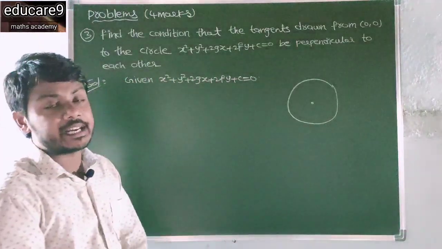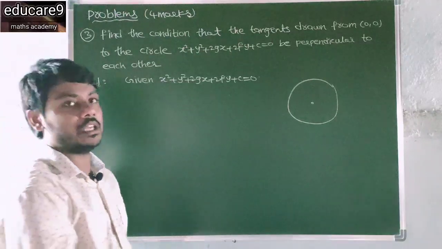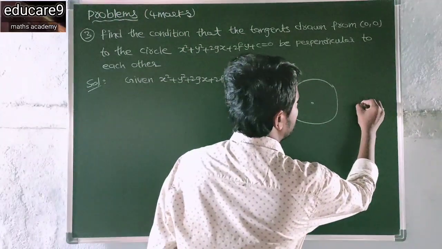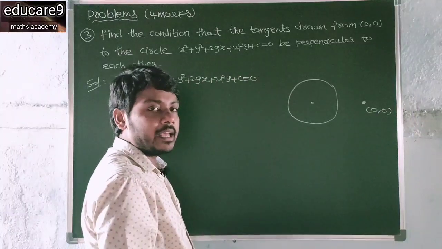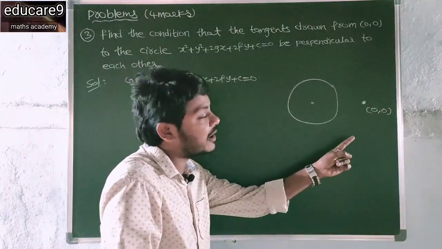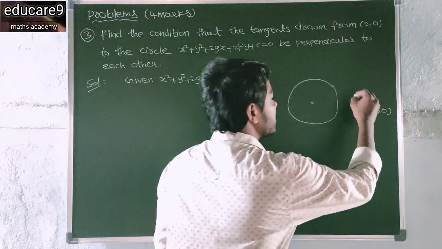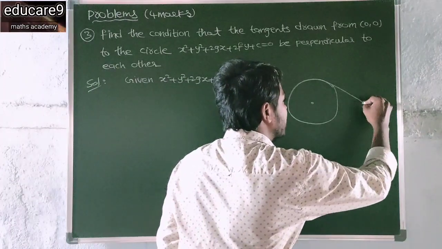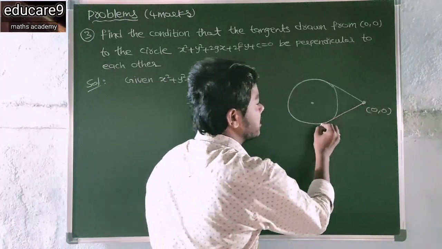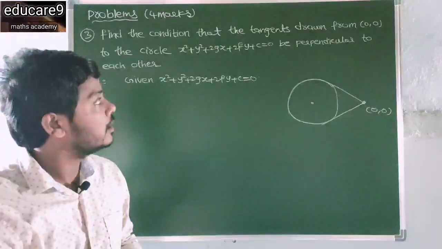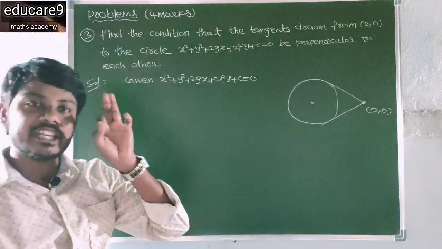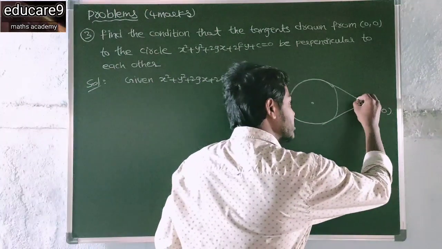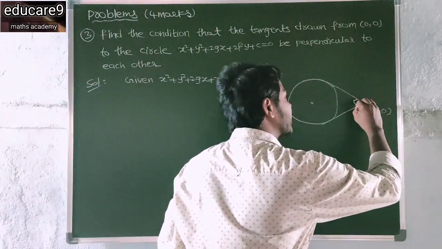Here the tangent is drawn from the origin to the circle. Suppose this is the origin. So we have to draw the tangent line from the origin to the circle. So this is the tangent line and this is another tangent line. Here the tangent lines are perpendicular to each other. Here these two tangents are perpendicular.